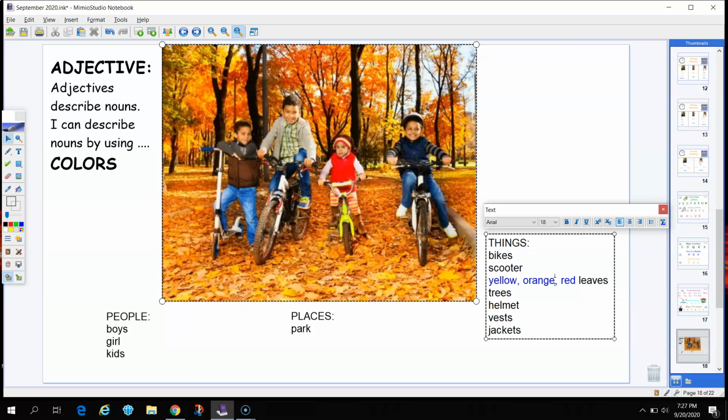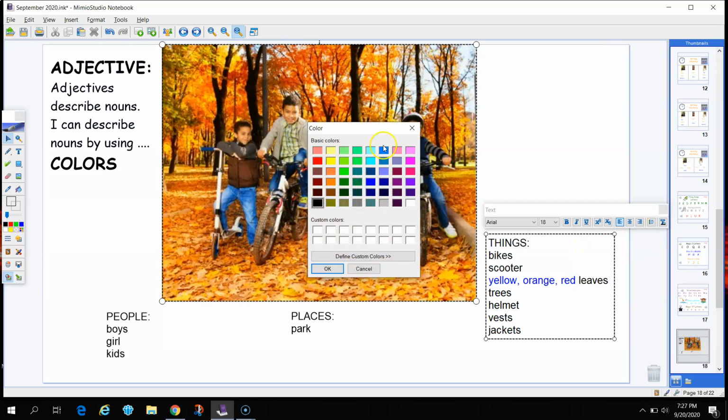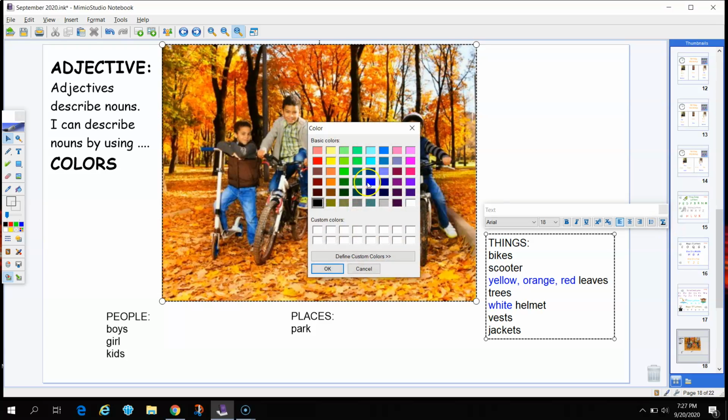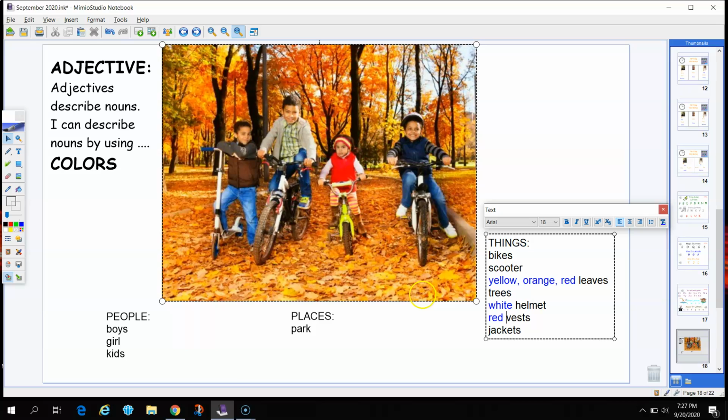Now let's see what other things do we see. Well, right here we said helmet. Look at the boy's helmet. What color is the helmet? It's white. So the boy has a white helmet. Let me put that. Okay. All right. What other colors do you see? Look at the girl's vest. What color is her vest? Right, it is a red vest. So we can write red. How about the jackets? Oh, well, let's go back to the red because we have a red vest, and what color is the boy's? His is blue. Right, so we had red and blue vest.